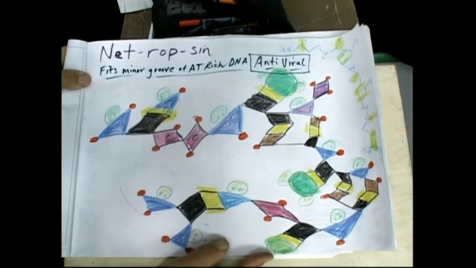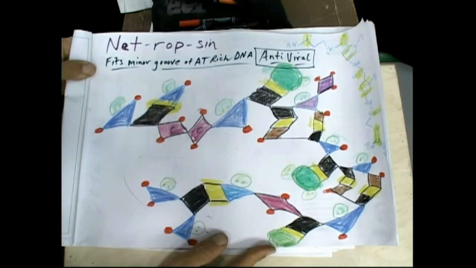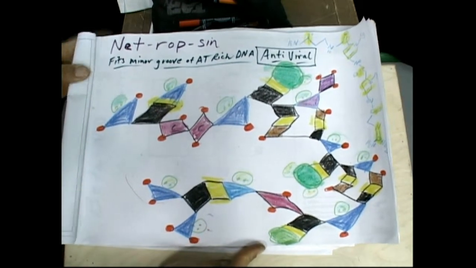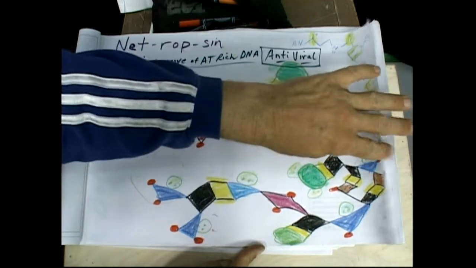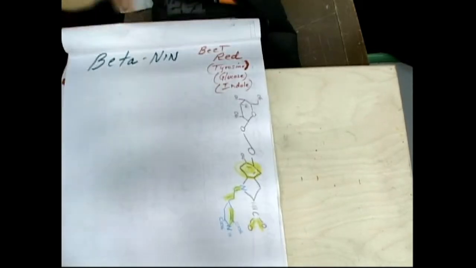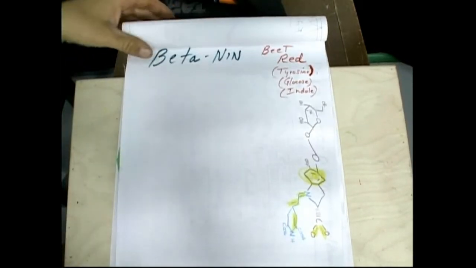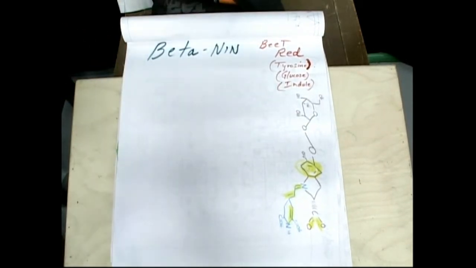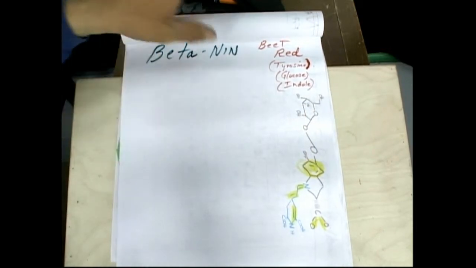So this is Netropsin. Might be one of the first antiviral drugs that they found. I don't know the history on it. So there you go for that. Now we're going to move on. We got one. Oh, this is going to be an up and a downer here, huh? Now Betanin, I write everything with beta, has 3 cool portions to it.